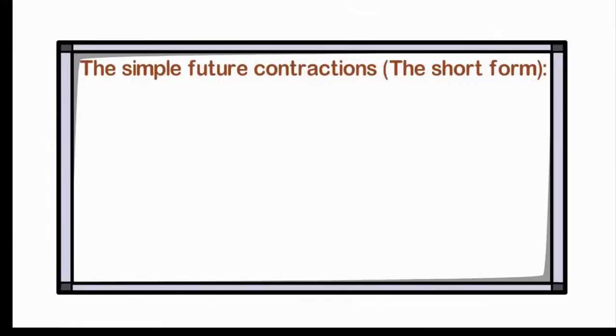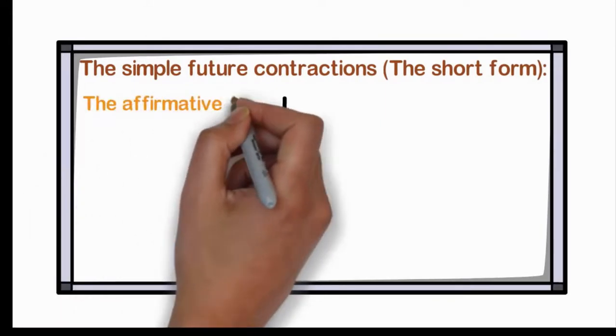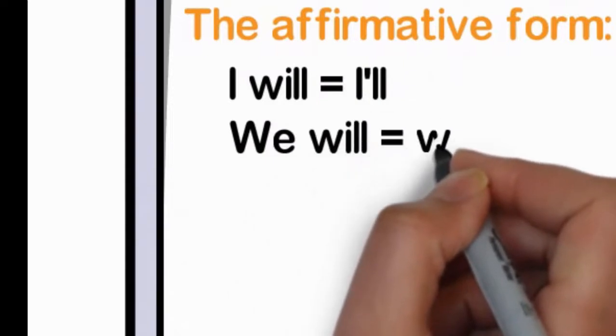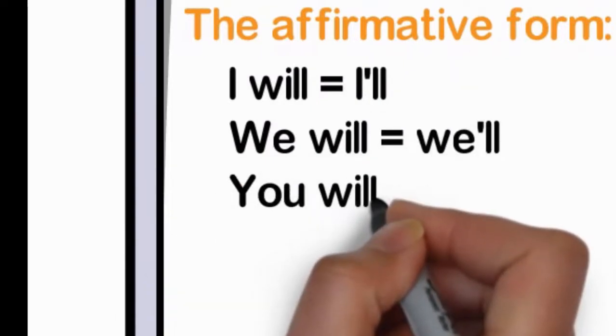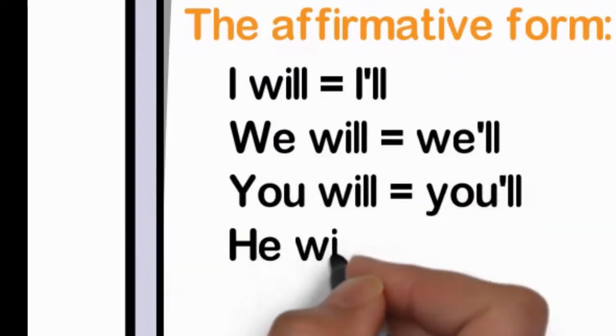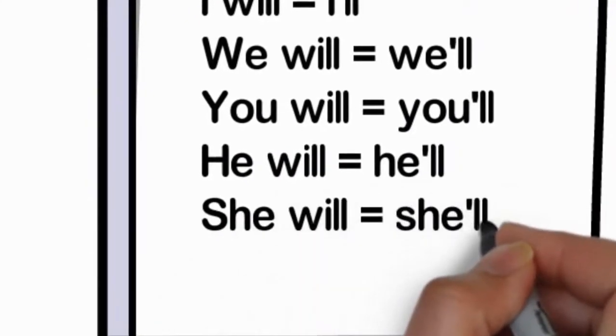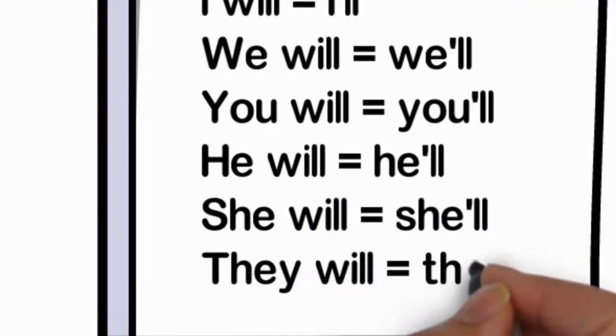The simple future contractions, the short form. The affirmative form. I will, I'll. We will, we'll. You will, you'll. He will, he'll. She will, she'll. They will, they'll.